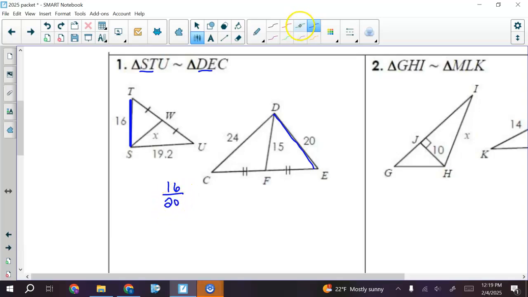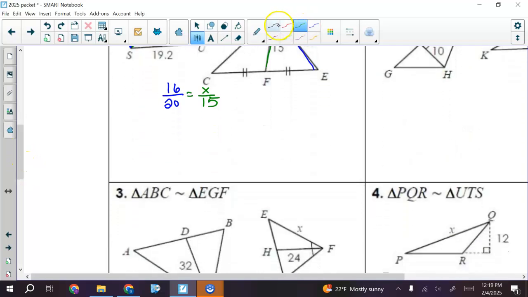And then now let's go with, let's see, what do we have here? The medians. So now we're going to go X, come back to that first triangle, over 15. Okay, so now we just cross multiply and solve. So 16 times 15 equals 20 times X. So then calculate what 16 times 15 is.